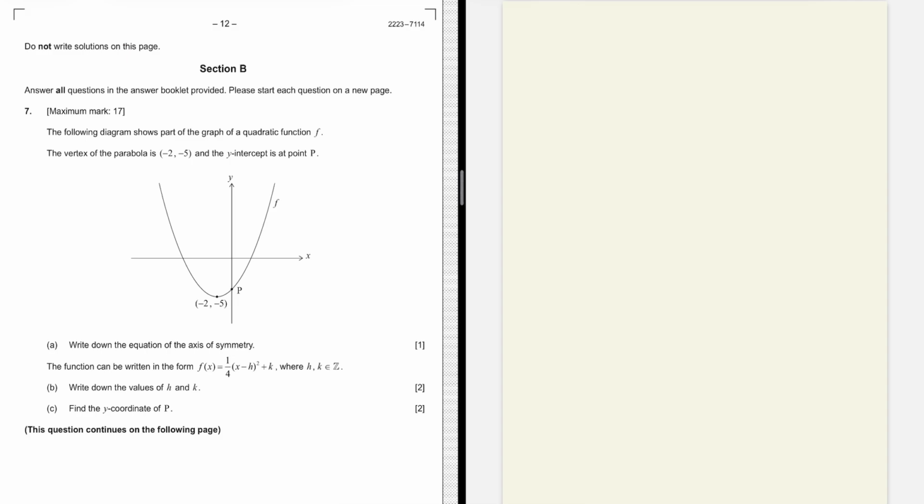So for Part A, the equation of the axis of symmetry is x equals -2. And this is because this is the vertex, and since it's a parabola, it'll be symmetrical on this line. Therefore, the equation is x equals -2.